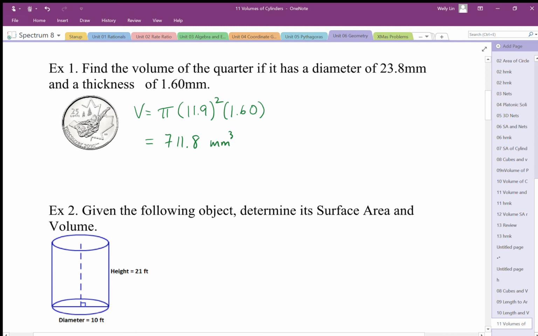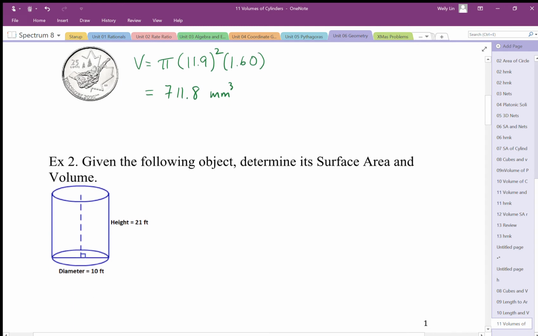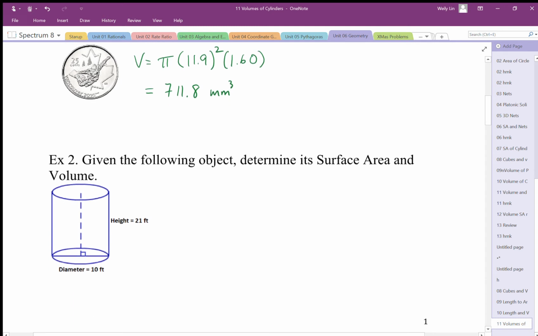Okay, so given the following object, determine the surface area and volume. The volume really is fairly straightforward. Our volume is going to be the area of that circle. So we want to use a radius. We're going to take the radius squared, 5 feet radius squared, times pi, which gives us a circle, and then we're going to multiply it by the height of 21 feet.